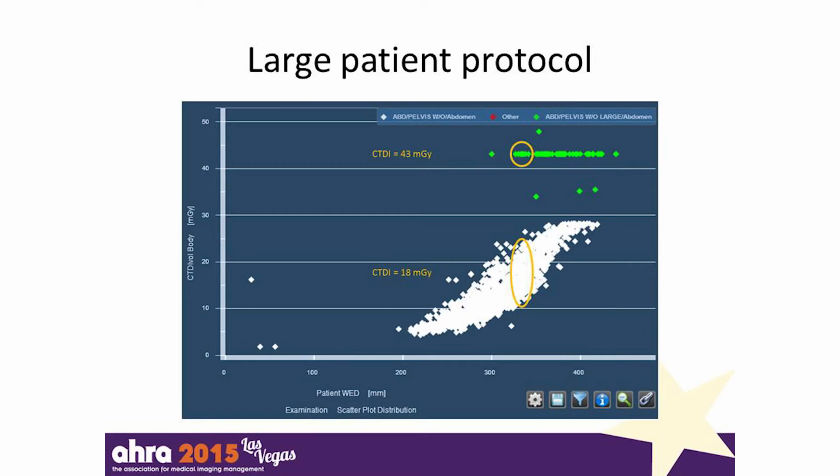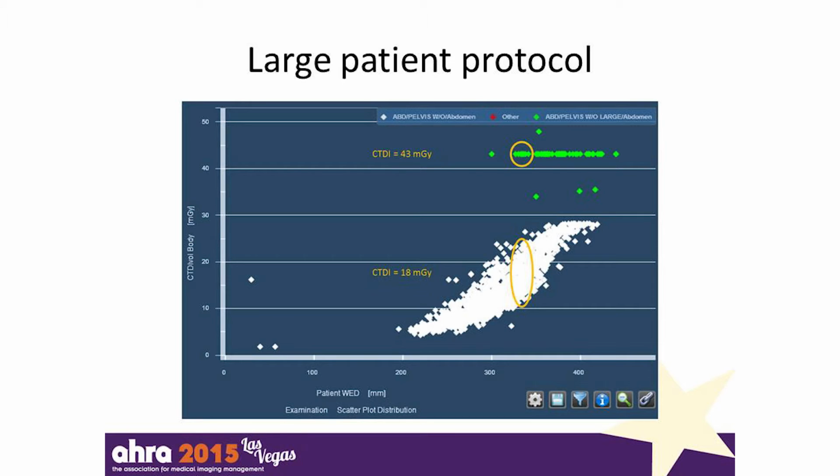The next example I want to give you is the same plot. So we have got CTDI on the y-axis, patient size on the x-axis. And this time the two different colors, instead of being two different CT scanners, are referring to two different protocols. The white is the normal protocol, and the green dots are the large protocol.